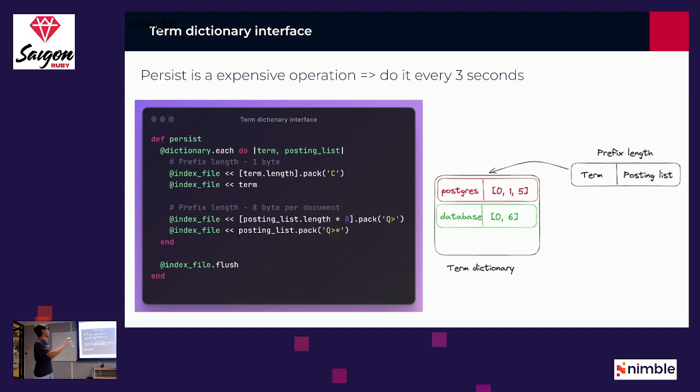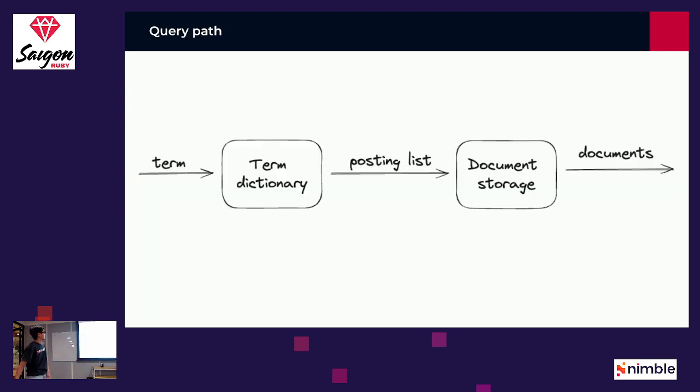There's only a catch, which is that persisting is a very expensive operation. You do a lot of disk writes, and you're iterating through the whole dictionary. So for the first version, to be able to complete the benchmark, I have to do it every 3 seconds, because there's no way my MacBook is going to survive that. So I cheated a bit. It means that you're going to lose data during those 3 seconds, but let's just ignore it for a while.